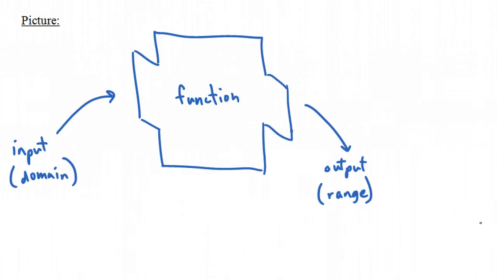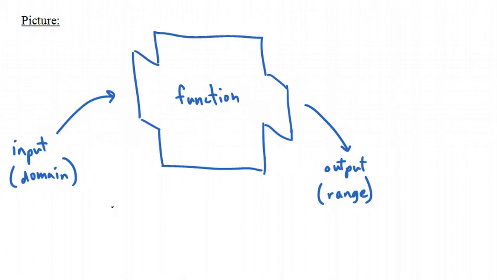But first, let me tell you about the way I think about a function. A function is like a machine where you can throw something into the machine and you'll get an output. Something will pop out of the machine. Now, the things you throw into the machine, the inputs, are called the domain. And the set of things that you get as outputs, that's called the range.